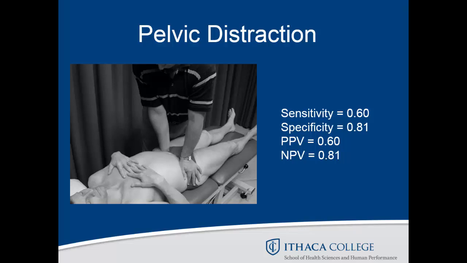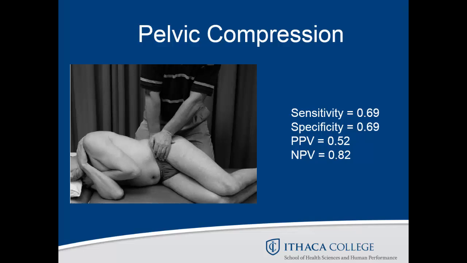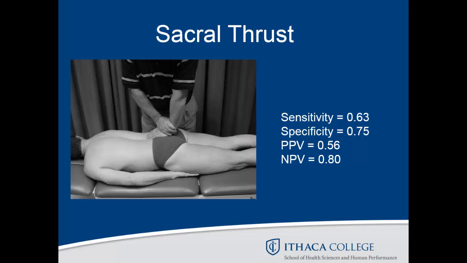Pelvic distraction, almost the opposite of the first test, the thigh thrust, as far as its values. This test is better at ruling in SI joint dysfunction as the cause of the problem based on its specificity. Pelvic compression test, again, generally good sensitivity and specificity, but probably a little bit better negative predictive value here, meaning that we can start to rule out the diagnosis.